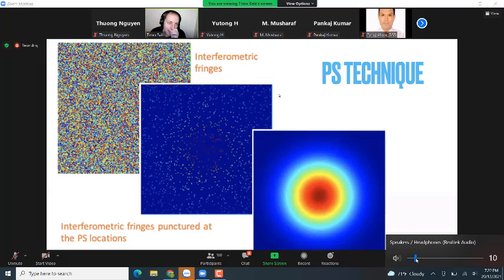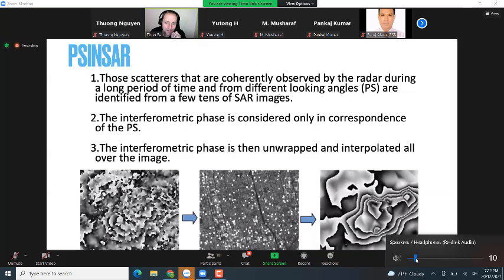So that is the other point of a PS point. A PS, a permanent scatterer, is also a point scatterer. So there's no speckle noise, to make that clear. And for these points that you find, they're stable, they're coherent over time, and they do not suffer from speckle noise.